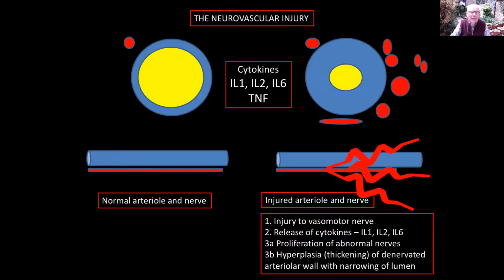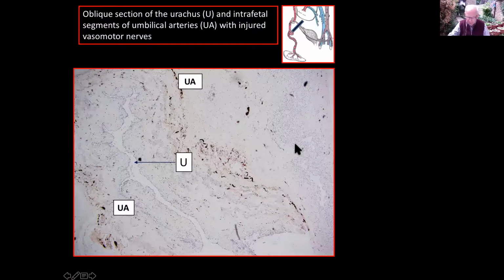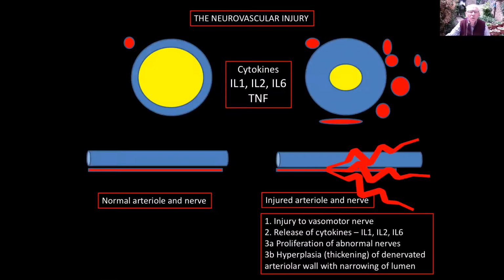Now, what we think has happened is that everything on the left here is the normal arteriolar vasomotor nerve. On the right is the injured arteriolar nerve. And what we think happens is there's an injury to the vasomotor nerve because of high intravascular pressures, probably caused by maternal stress and placental transfer of adrenaline and noradrenaline from the mother to the baby.